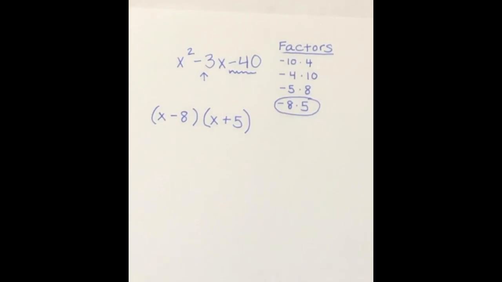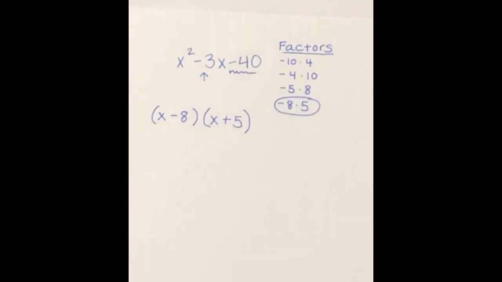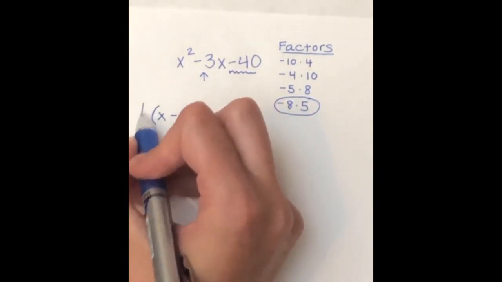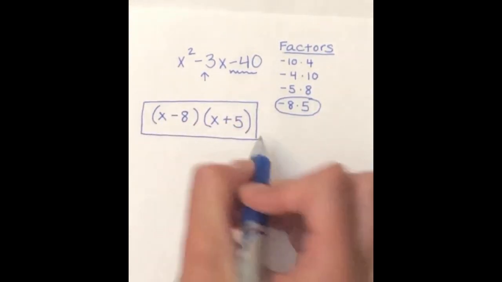Now, if I wanted to, I could do the double distribution out and see if I actually end up back at x squared minus 3x minus 40. So if you're ever not confident in your answer, that is a great foolproof way to check. But for now, I think I'm feeling pretty confident, so I know that this is my factored form.